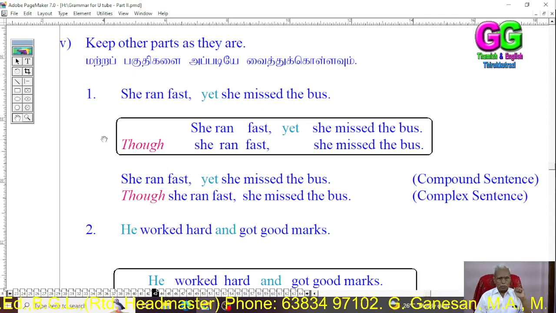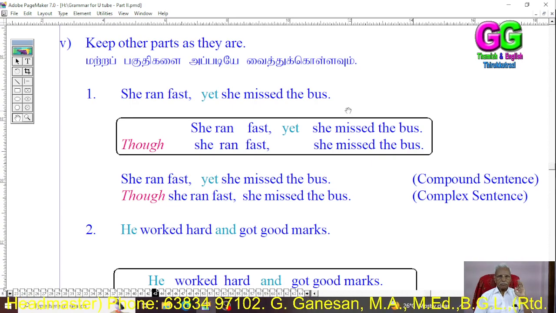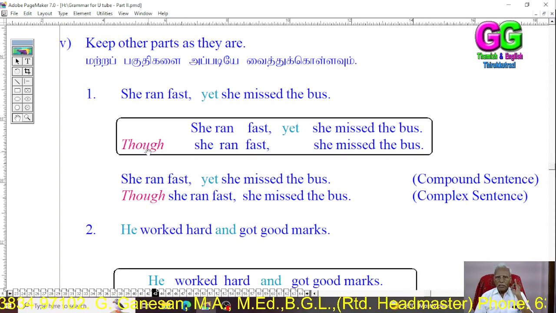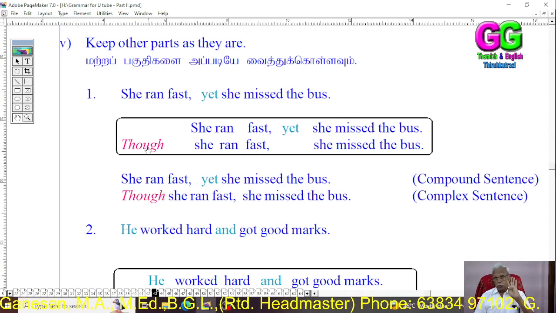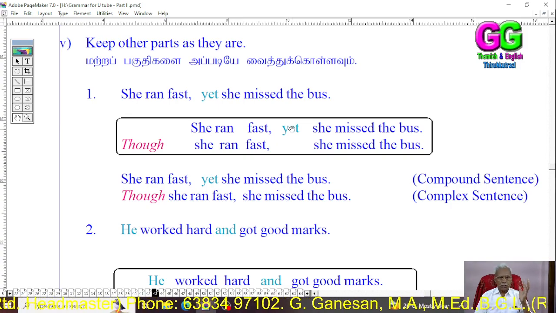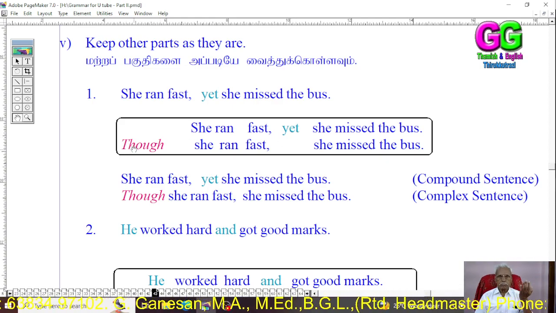Now, examples. She ran fast, yet she missed the bus. Here the compound conjunction is "yet", so its complex conjunction is though: though, although, even though, even if. Four complex conjunctions so far for but, yet, still. Three compound conjunctions, and these have four complex conjunctions: though, although, even though, even if. Here, I have used "though".